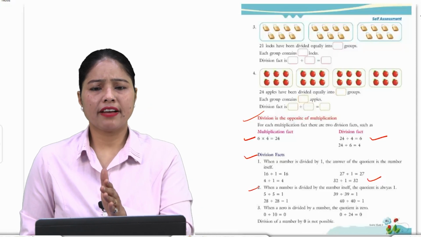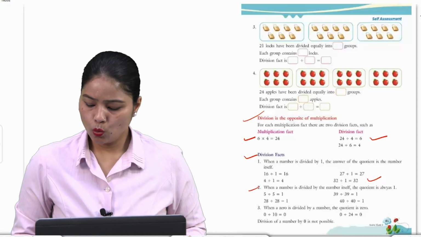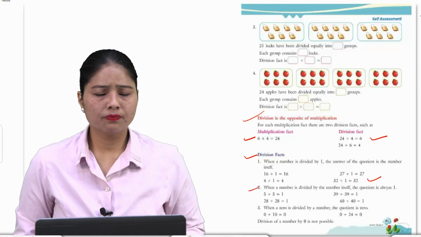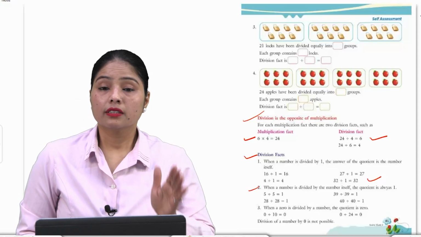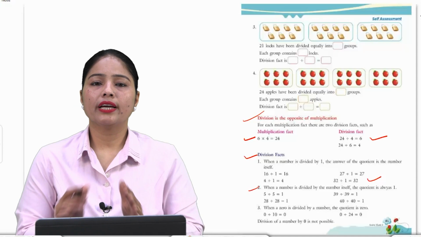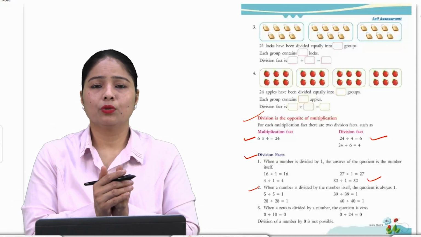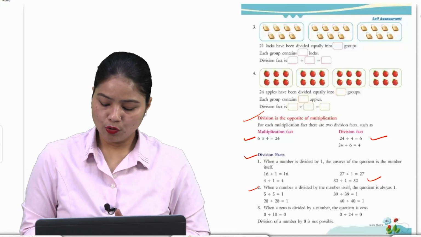When a number is divided by the number itself, the quotient is 1. Just like 5 divided by 5 is equal to 1. 28 में से 28 को divide करोगे, then you will get 1. 39 में से 39 को करोगे, again 1, and 40 divided by 40 is equal to 1. Okay. So this is the rule of that one. So now move on to the third rule.